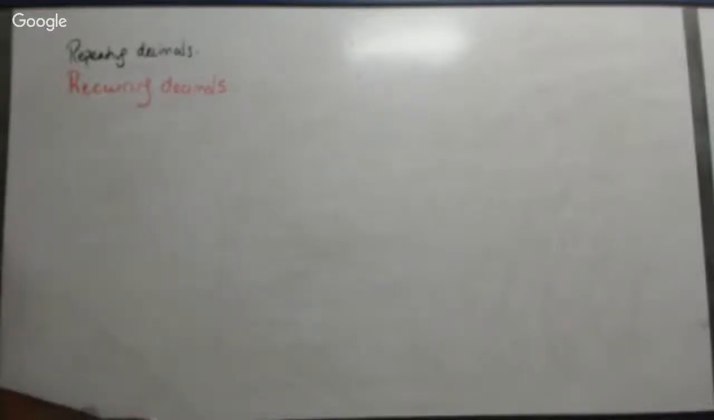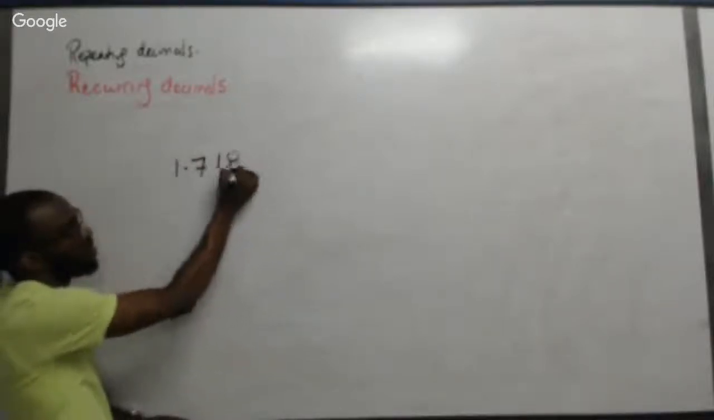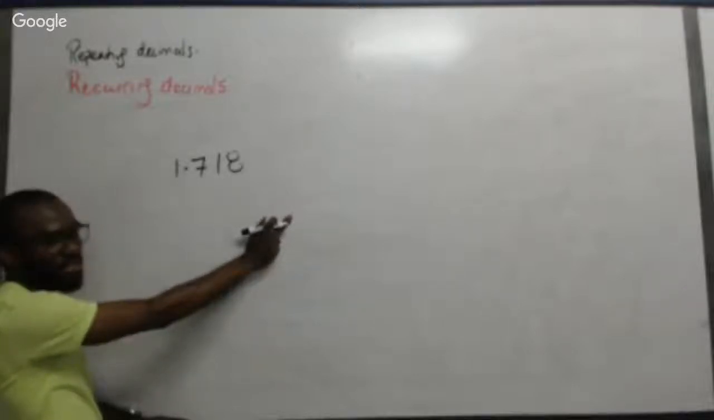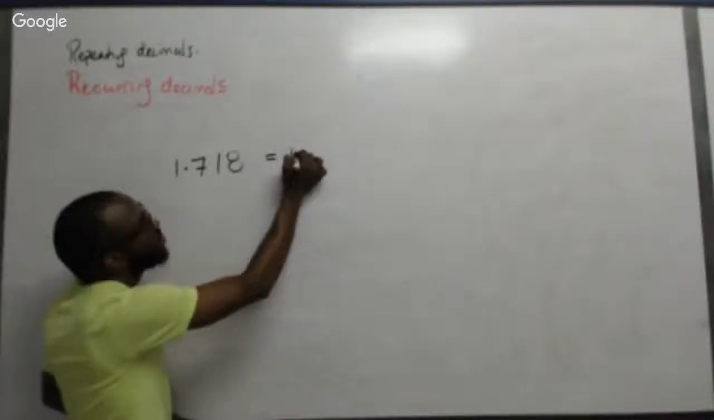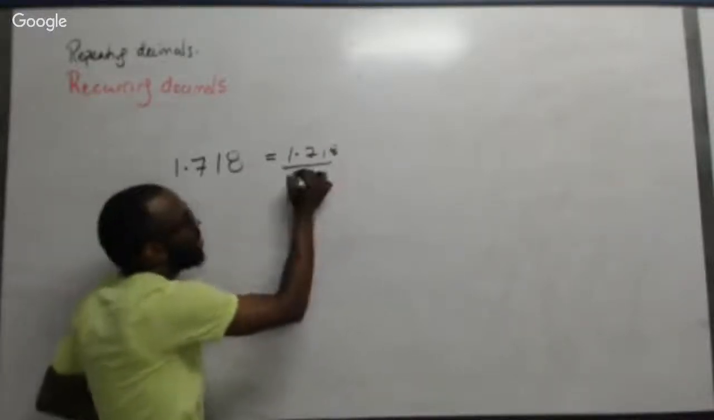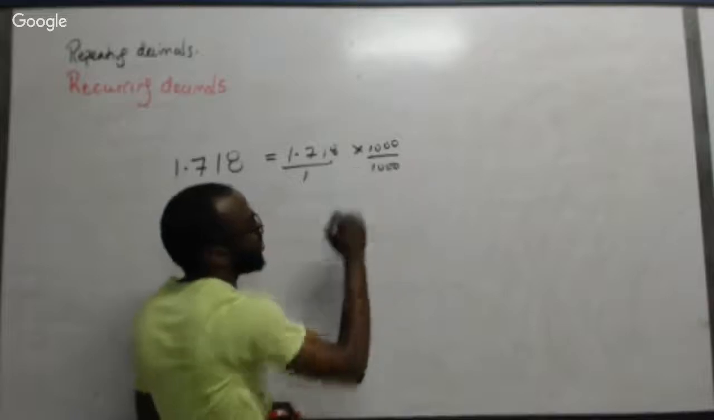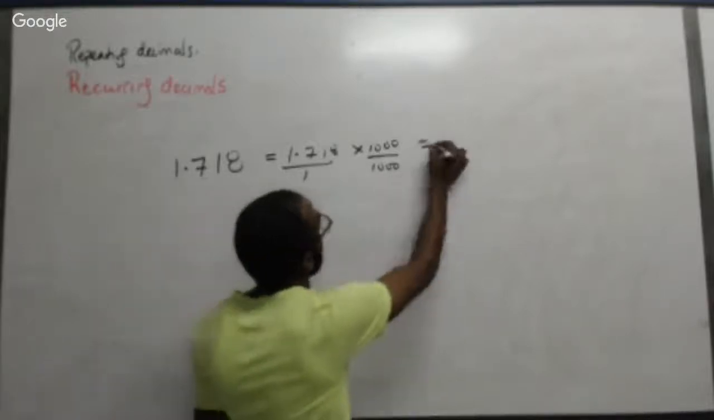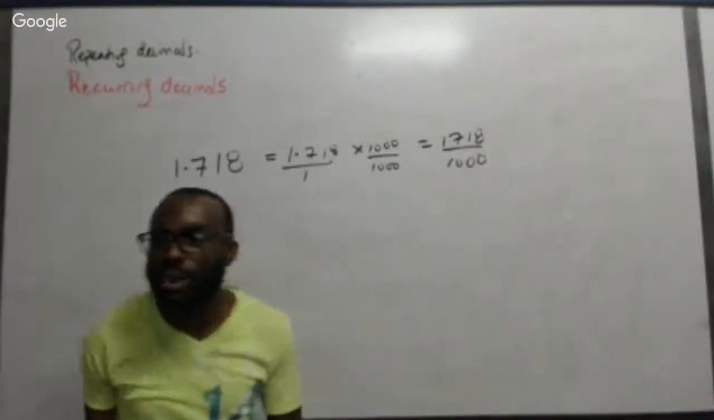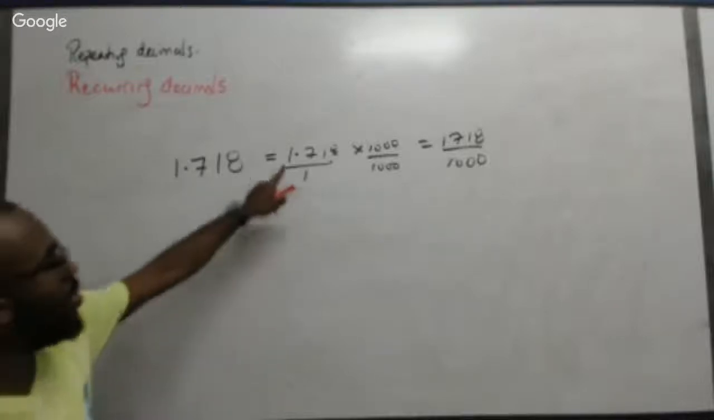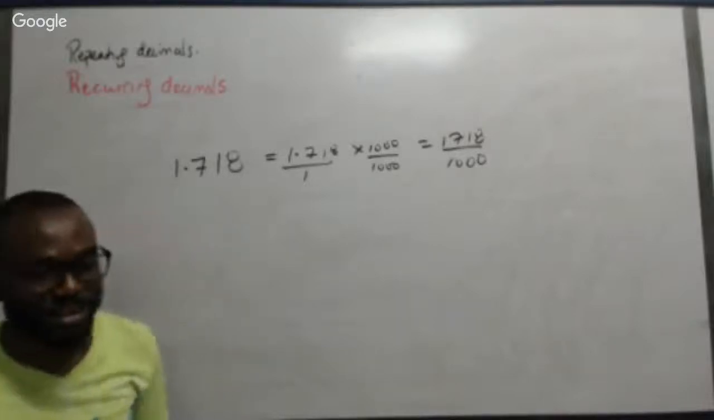How do I convert them to fractions? You see 1.718 is not a repeating decimal. It is easily converted to 1.718 divided by 1, and because it has 3 decimal places, I multiply by 1,000. Multiply by 10 with 3 zeros. And I've got 1718 divided by 1,000. Is that the simplest fraction? No. If you wanted the simplest fraction, you would pick up your calculator, plug in 1.718, and press the fraction button. That will give you the simplified fraction. Do that quickly.